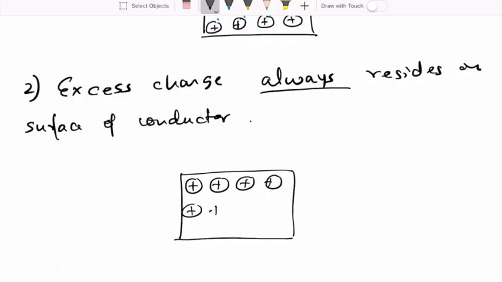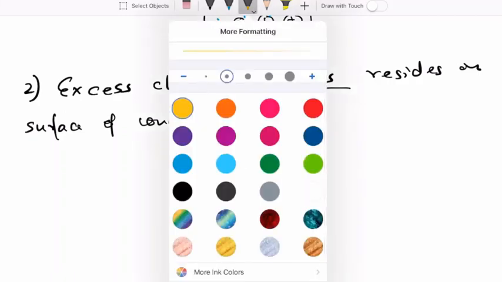Just draw the block again. These are the atoms of the block, and there are also free electrons. So these blue dots are the free electrons, and what you just did was you transferred some excess electrons to this block. Just to distinguish between the electrons that were already there and the new excess electrons that you transferred, I'm just going to draw the excess electrons with a different color, maybe yellow.